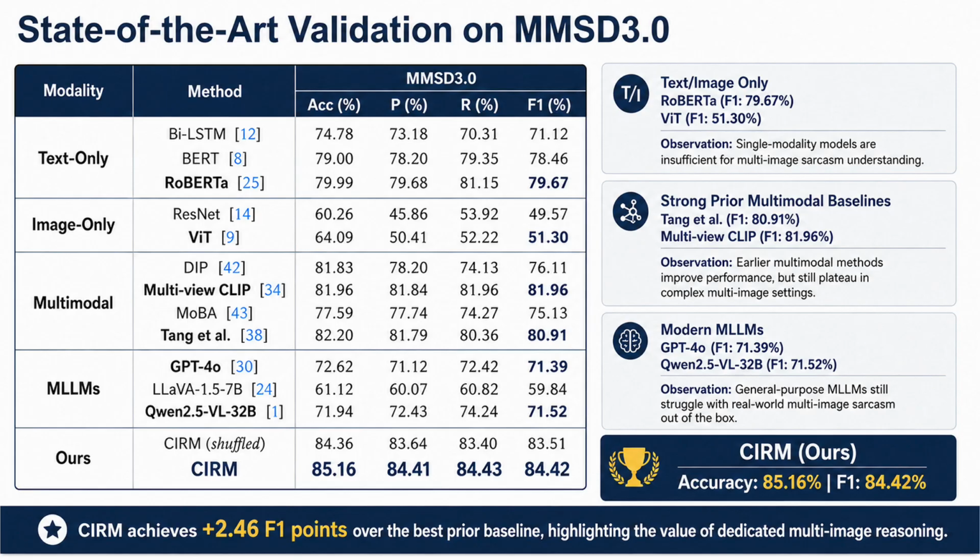Text-only models perform reasonably well, showing that language remains a strong signal. However, image-only models perform poorly, because they cannot interpret sarcasm without textual context. Existing multimodal methods improve over unimodal models, but most of them are still designed for single-image input. General-purpose MLLMs, including GPT-4o, LLaVA, and Qwen 2.5 VL, also show limited performance on this specialized sarcasm task. In contrast, SERM achieves the best result, with 85.16% accuracy and 84.42% F1, outperforming the strongest prior multimodal baselines.